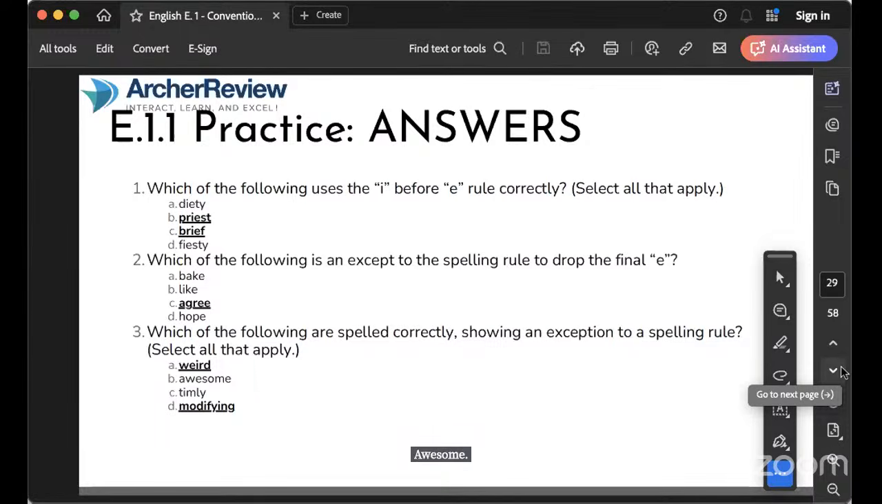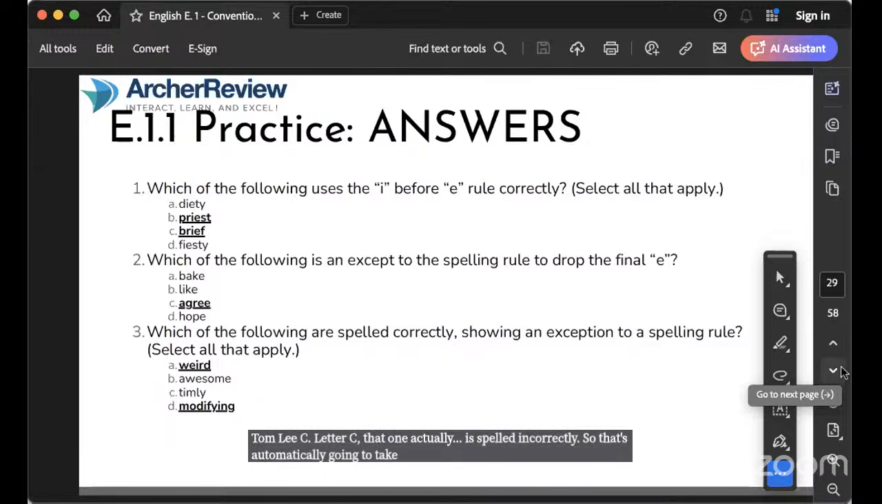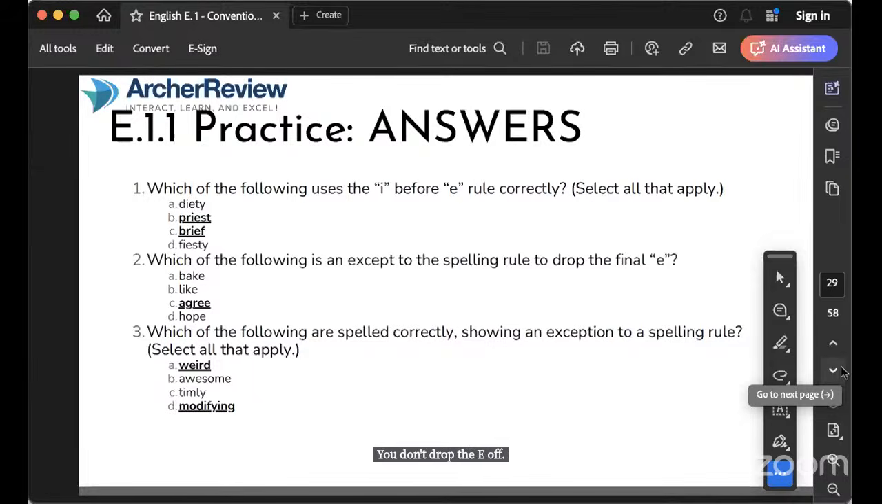Awesome. That one is pertaining to the drop the E rule, but that's not one of those exceptions because of the consonant. Timely, C, no, letter C, that one actually is spelled incorrectly, so that's automatically going to take it out of the running to be a correct answer. You know it's spelled incorrectly because it's supposed to end in an E, and you added a suffix that begins with a consonant, so you don't drop the E off. So it's not an exception to a rule, and it was spelled incorrectly, so that's why C was knocked out of that one.